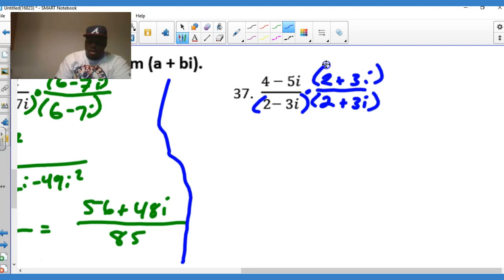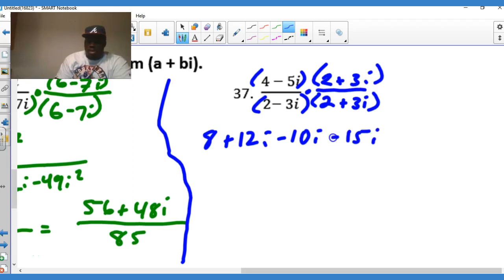2 plus 3i. Now, we're going to FOIL the top. Alright, 4 times 2, 8. 4 times 3i, that's going to be positive 12i. Negative 5i times 2 is negative 10i. And negative 5i times positive 3i is negative 15i squared. Alright, down at the bottom, let me show you the trick, okay?